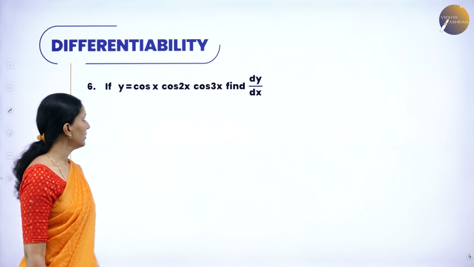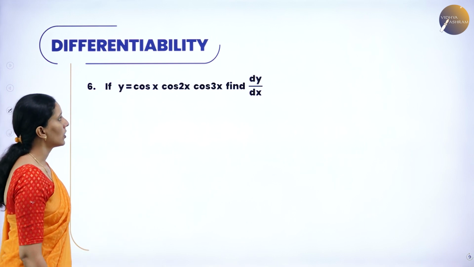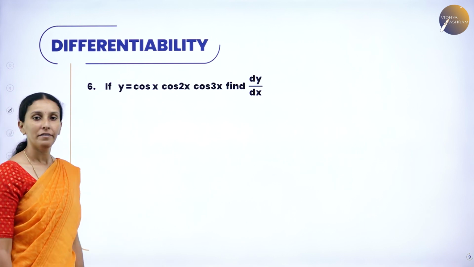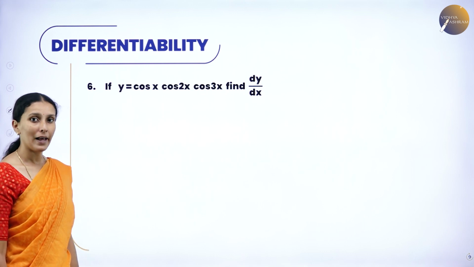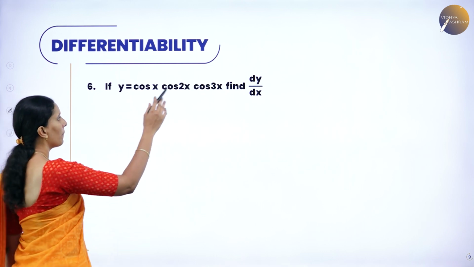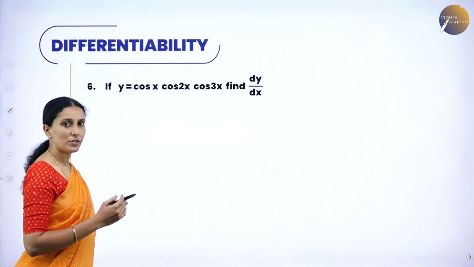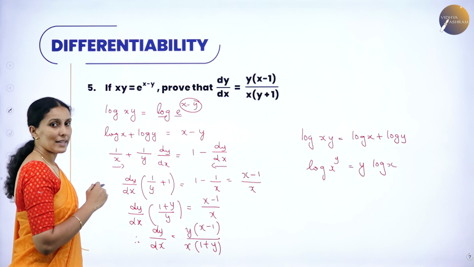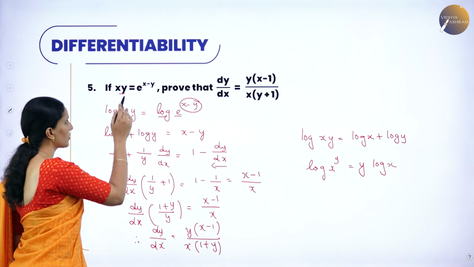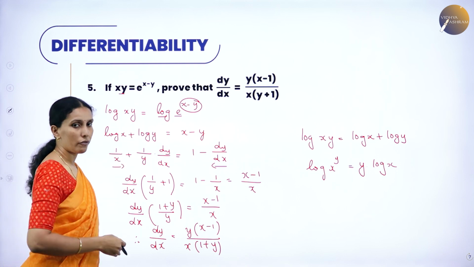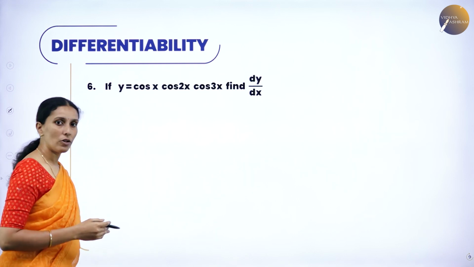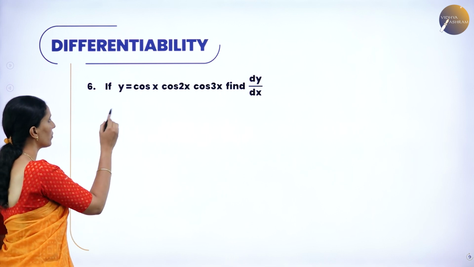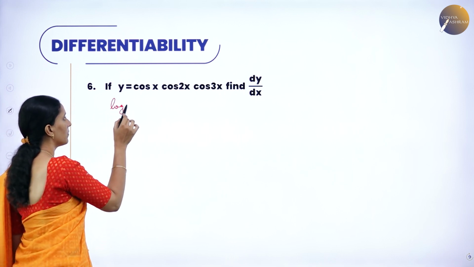So the next function, if y = cos x cos 2x cos 3x, find dy by dx. Same, apply log on both sides. So when you have multiple functions, log helps you to derive it separately. As in the previous case, we have written xy in the form of log x plus log y. Similarly, you can also write here in the form of log. So this becomes log y.